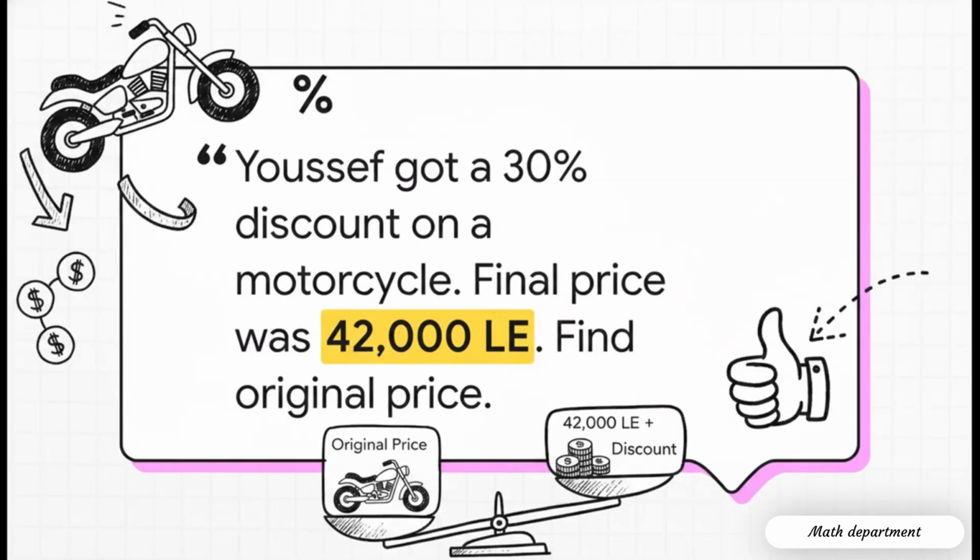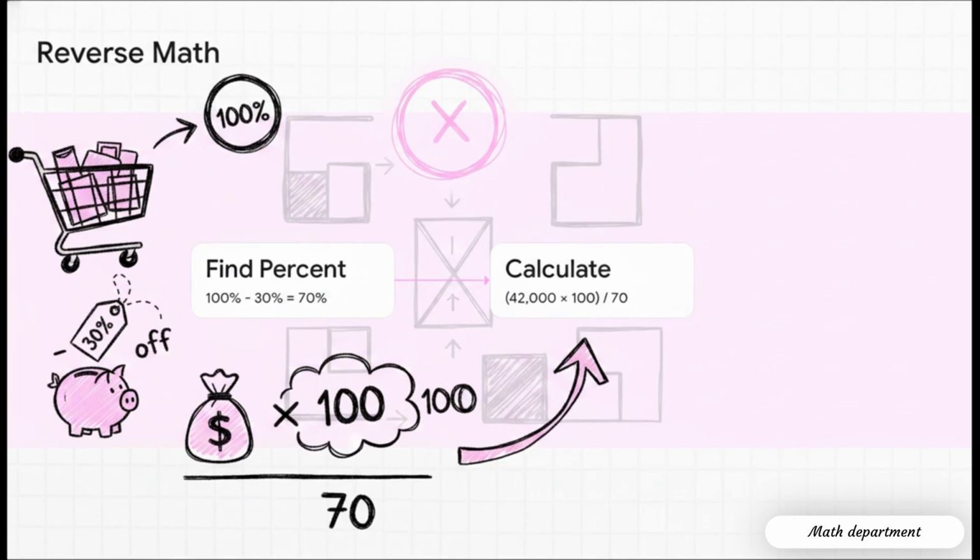Let's look at Yusuf's situation. He received a 30% discount rate on a motorcycle from a dealership. If its price after the discount was $42,000 LE, what was the original price of the motorcycle? Don't worry, this is a tricky setup, but I'll guide you through it. Let's rely on that logic we just talked about. Actually, let's see a quick trick to make this incredibly simple.